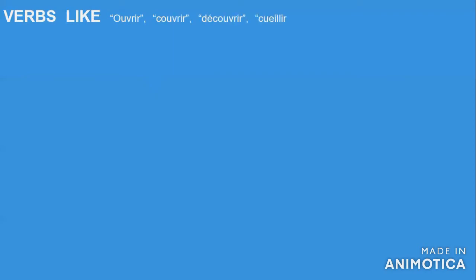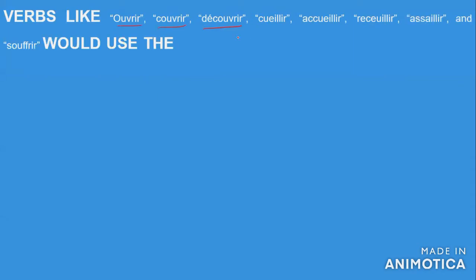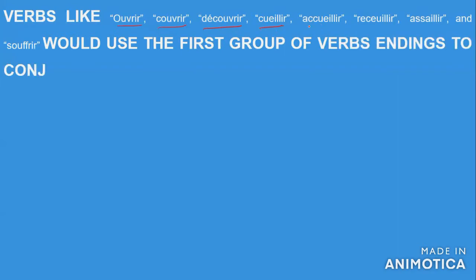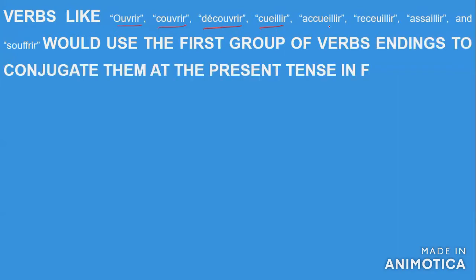Now let's see some of these verbs. First of all, we have ouvrir, which means to open, couvrir, to cover, découvrir, to discover or to uncover, cueillir, to pick, accueillir, to welcome, recueillir, to collect, asseoir, to sit, and souffrir, to suffer.